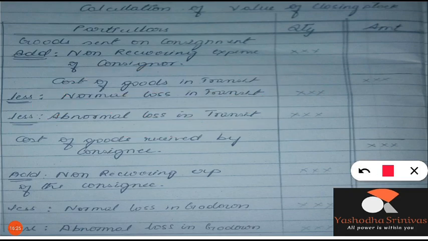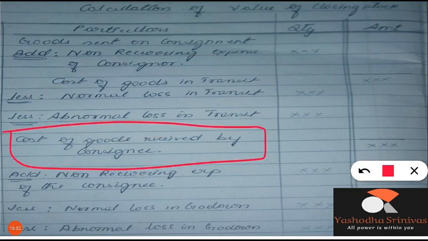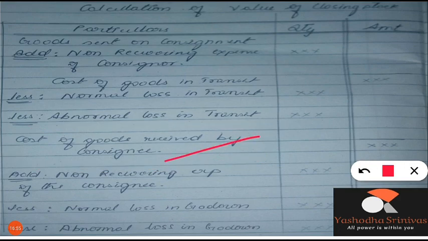Abnormal loss means unnatural losses. It can be theft, burglary, a marine accident, or a fire accident. These types of abnormal causes which lead to losses are nothing but abnormal loss in transit, in transportation. We are talking about normal and abnormal losses in transportation. These you have to deduct. Then you will come to a segment called cost of goods received by the consignee. Here, from this point to this point, the goods are transferred to the consignee. Now it is with the consignee for sale.